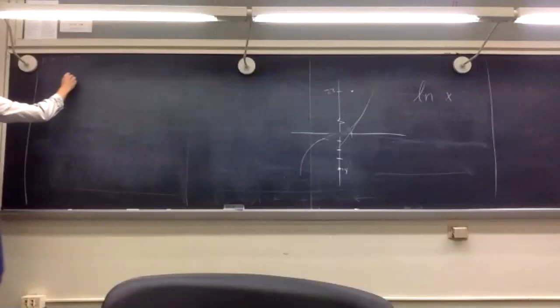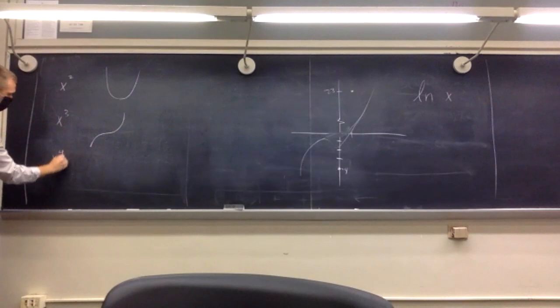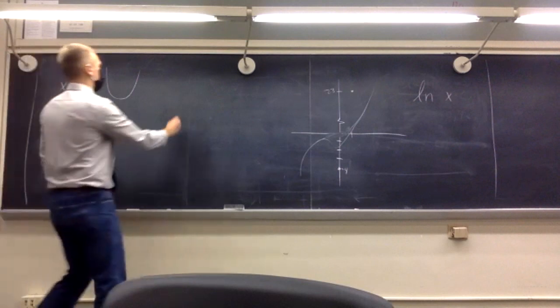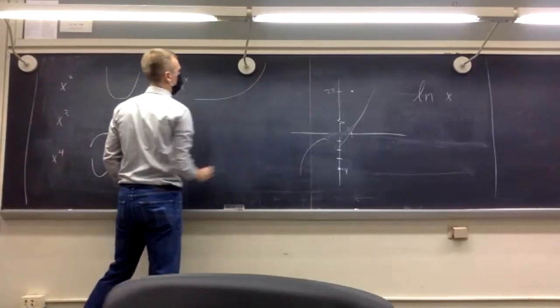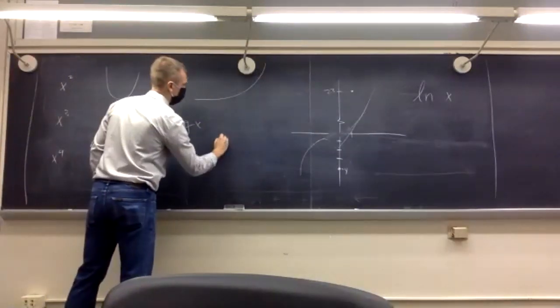Generally, x squared has a graph like this, x cubed has a graph like this, x to the fourth has a graph like this, x to the fifth, x to the sixth, x to the seventh. If the power is odd, it looks like this, maybe with some wiggles in the middle. If the power is even, it looks like this. For polynomials. Other things like exponentials look like this. Logarithms, generally, look like this.